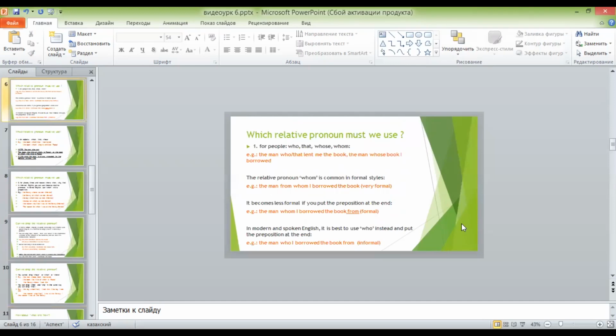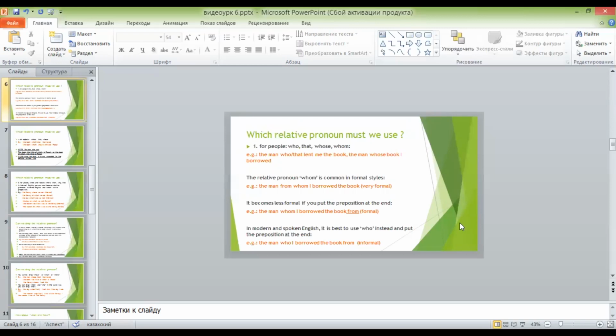First, for people: who, that, whose, whom. For example, the man who or that lent me the book, or the man whose book I borrowed. The relative pronoun whom is common in formal styles. For example, the man from whom I borrowed the book, which is very formal speech. It becomes less formal if you put the preposition at the end.